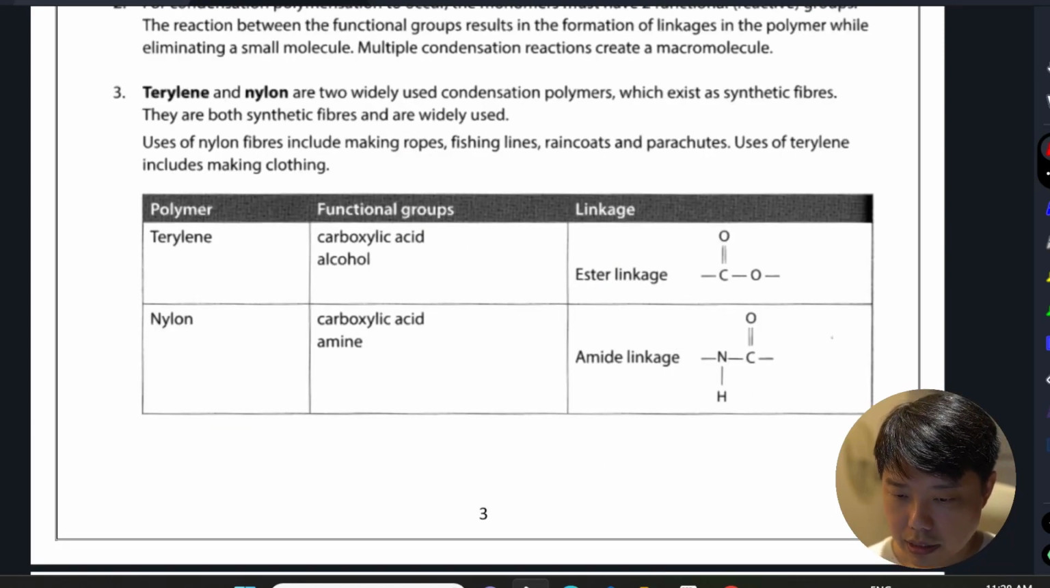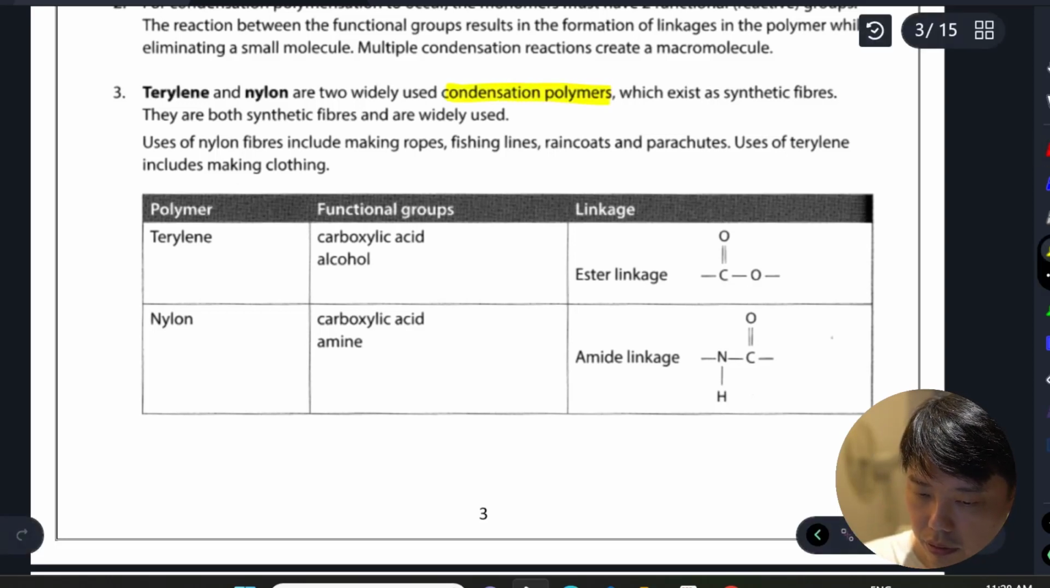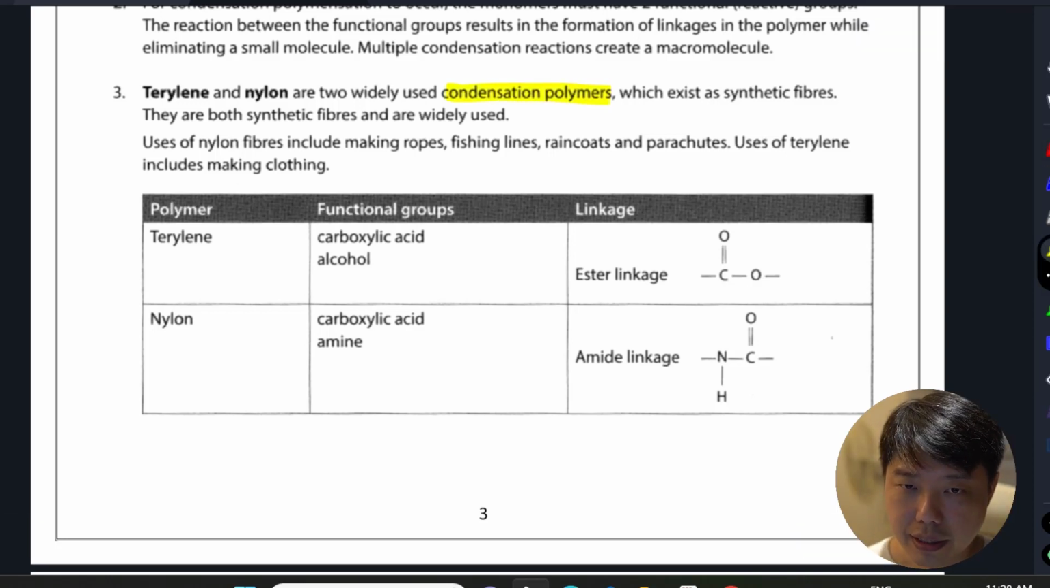Next up, guys, let's look at condensation polymerization, which is represented by terylene and nylon in your syllabus. So terylene is made up of dicarboxylic acid and dialcohol, so diol in short. Whereas nylon is made out of dicarboxylic acid and diamine.